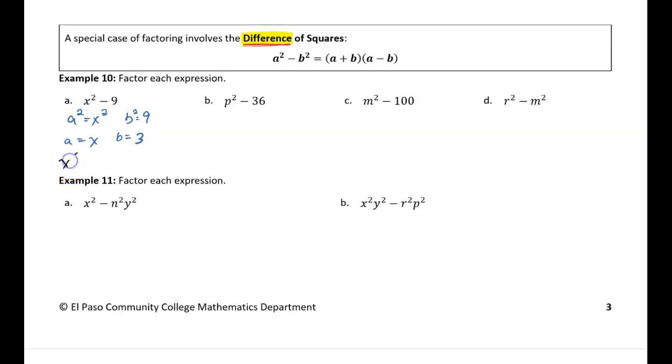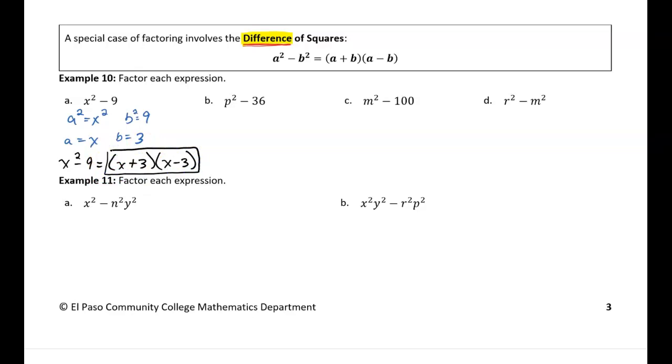So then my factorization using my rule, I take my a plus b. So a is the x plus b, that's the 3, times, in my other parentheses, a minus b, so x minus 3. In other words, the a and the b are the same. The only difference is one term is positive, one term is negative, but the values are the same. And that is how we use the difference of squares.